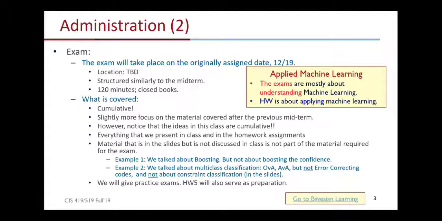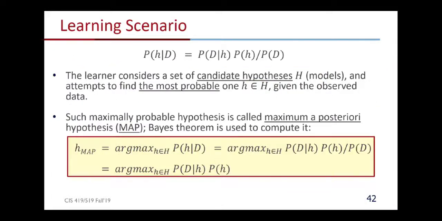Okay, so let's remember where we are. We're talking about Bayesian learning, and this is the scenario we have in mind. We try to understand the probability of a hypothesis given the data. We use Bayes' rule, and we show that we can compute this as the probability of the data given the hypothesis times the probability of the hypothesis, divided by the probability of the data.